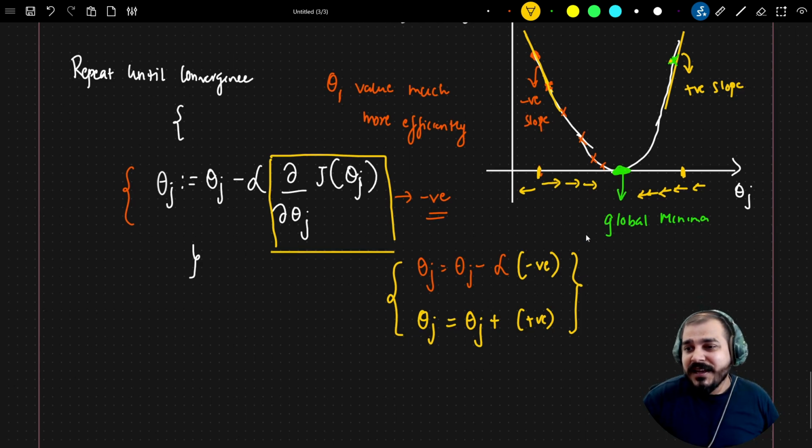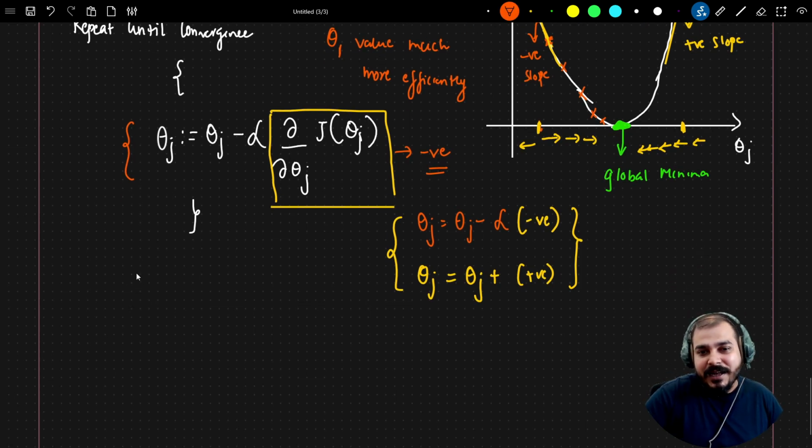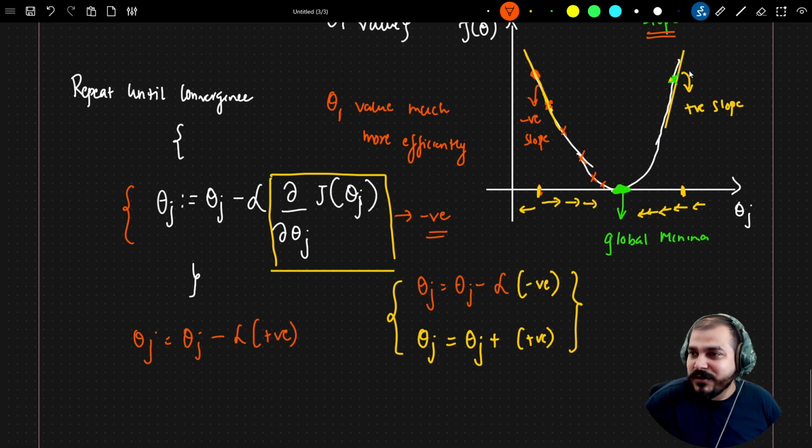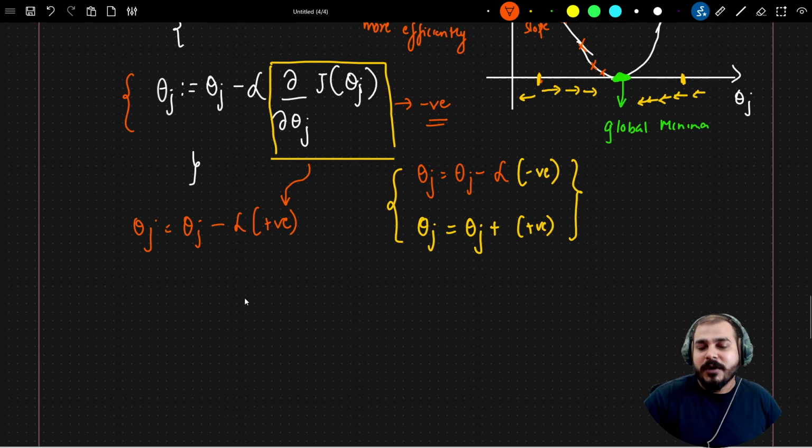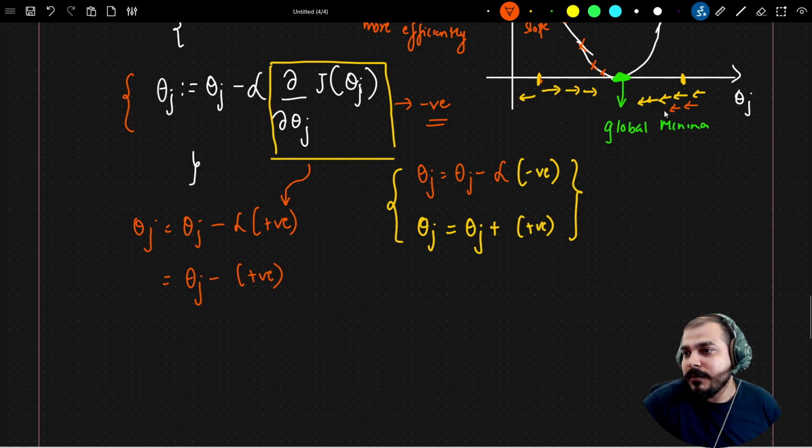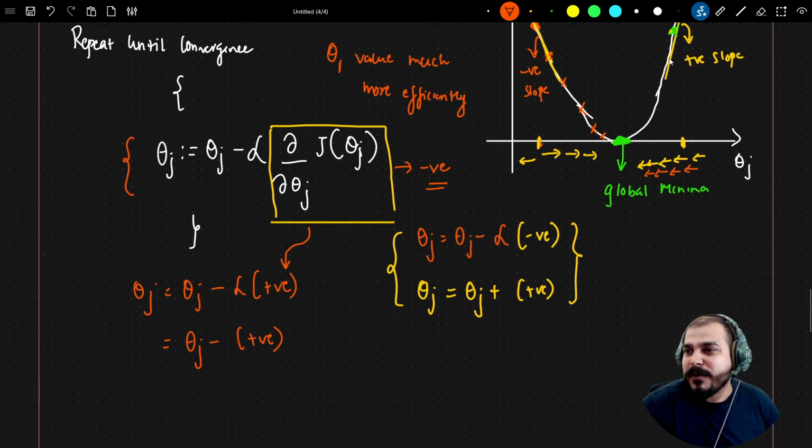So does this satisfy? Yes, it does, because if I now write theta j is equal to theta j minus alpha, and now this is my positive slope, right? So with respect to this, whenever I try to find the derivative, it is a positive slope. Whenever it is a positive slope, all I am doing is subtracting some positive value. When I subtract some positive value, that basically means I have to decrease my theta j value. And if I continuously perform this process, after some time you will see that I am going to come to this specific point.